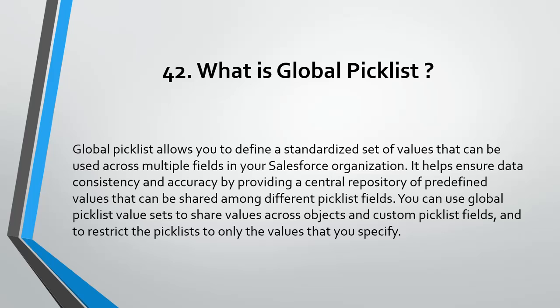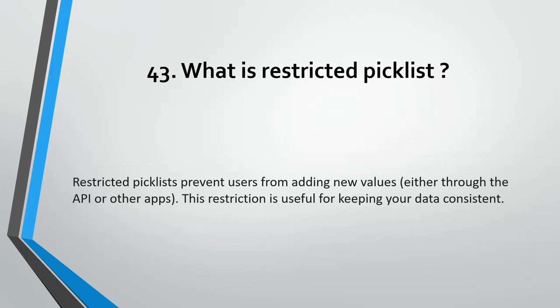What is a global picklist? A global picklist allows you to define a standardized set of values that can be used across multiple fields in your Salesforce organization. It helps to ensure data consistency and accuracy by providing a central repository of predefined values that can be shared among different picklist fields. So you can use a global picklist value set to share values across objects and custom picklist fields, and to restrict the picklist to only the values that you specified.